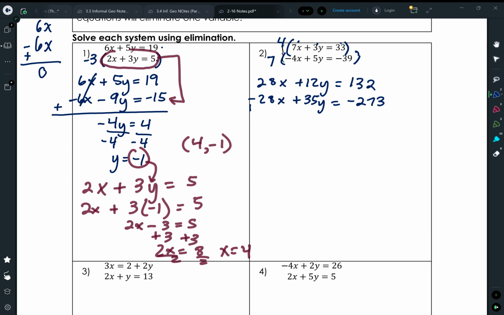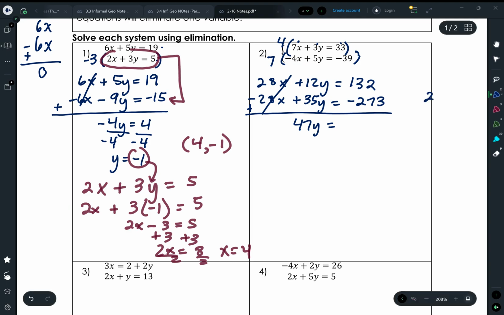So now that I've double checked everything, I'm going to go ahead and add my equations. 28 and a negative 28 is going to eliminate. We have 0. Now we have a 47y. And then I have to figure out, let's see, 273 minus 132.